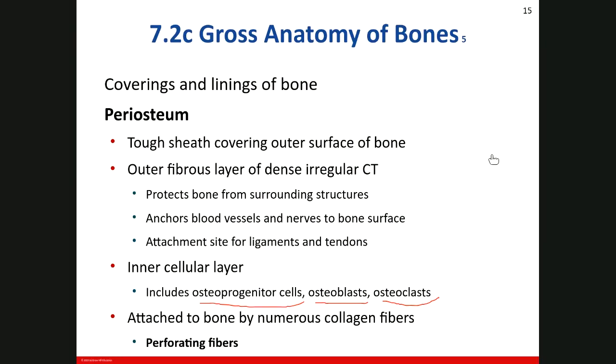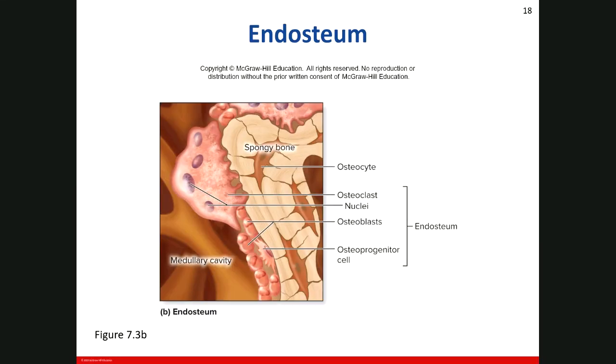The other layer which you can see in the bone is called endosteum. Here you can see the endosteum. The endosteum covers the internal surface of the bone within the medullary cavity. This is an incomplete layer of cells. And we have different cell types here. One of them is osteoprogenitor, one of them is osteoblast, and the other one is called osteoclast.